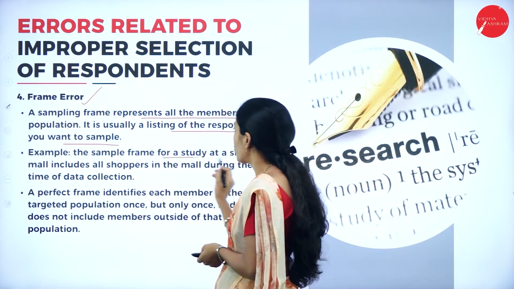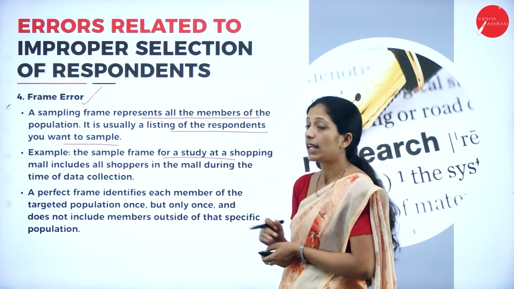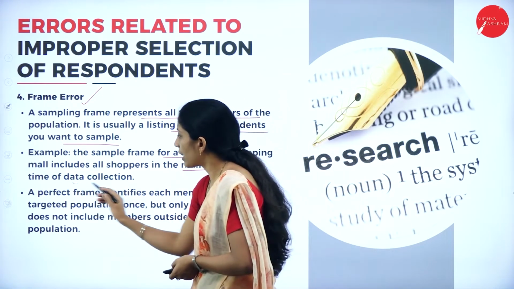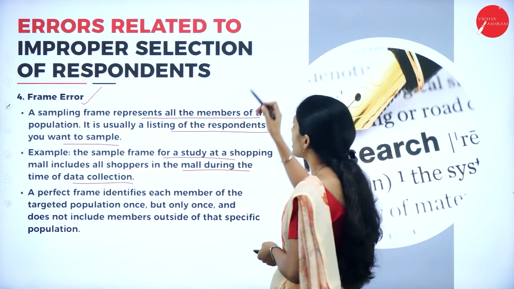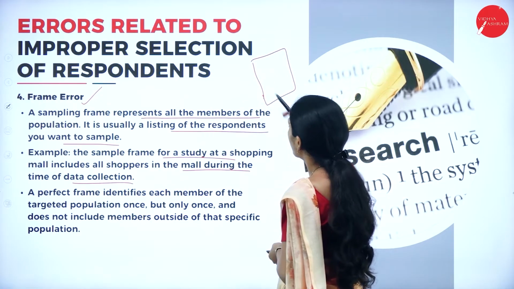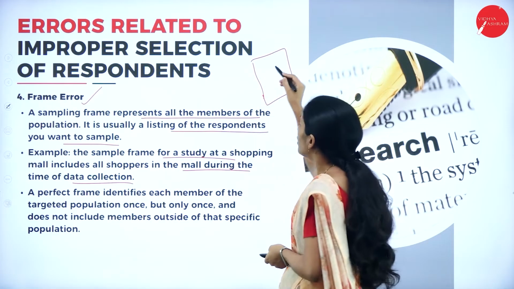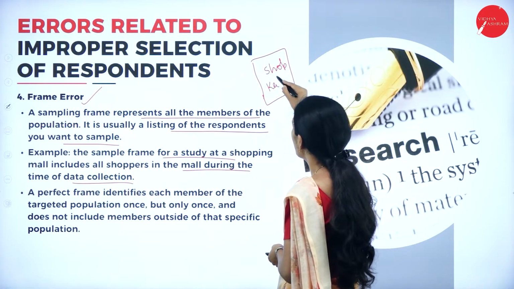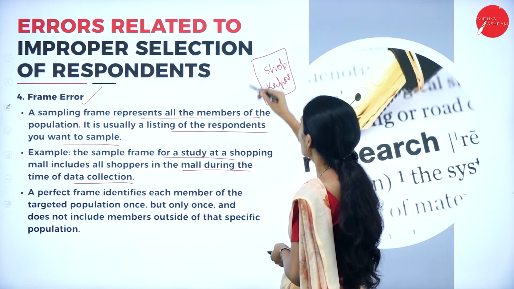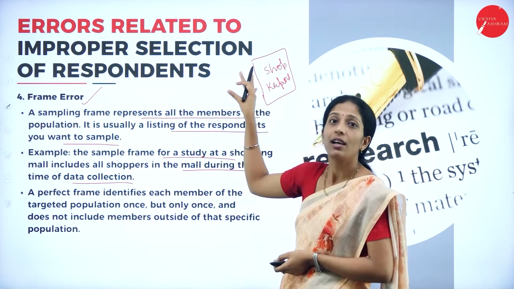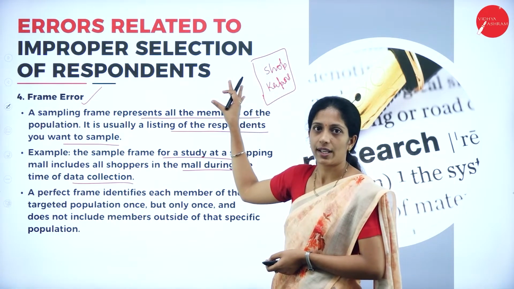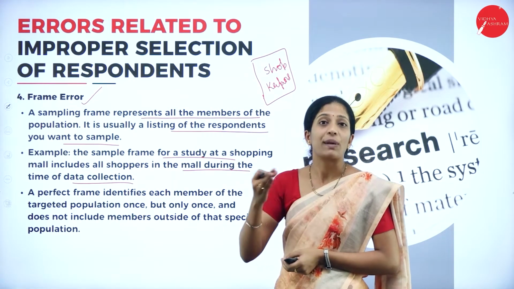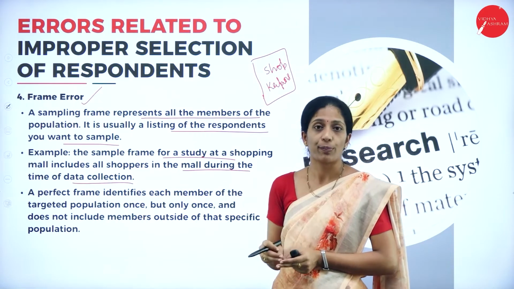Example, a sample frame for a study of a shopping mall includes all shoppers in the mall during the time of data collection. Now here the sampling frame is what? All the shopkeepers of the mall. So they are the sample here. It is a framework within which only the mall shopkeepers are included here. So we cannot go outside and collect the information from any other person, that is any other shopkeeper.